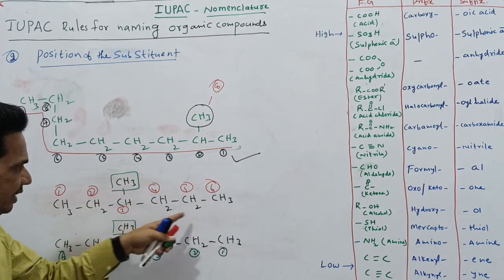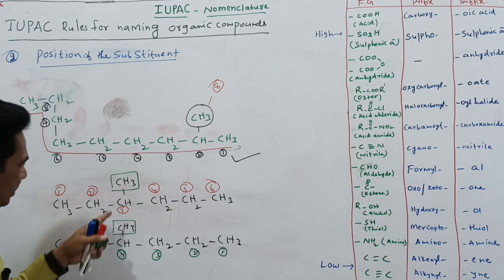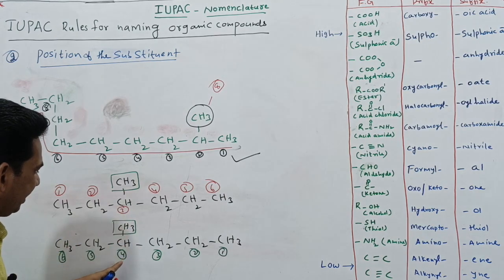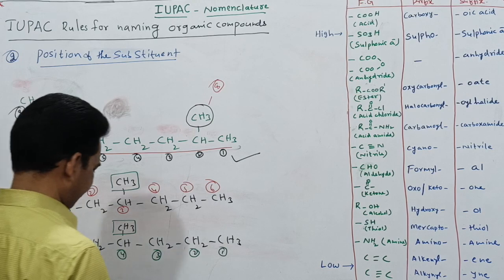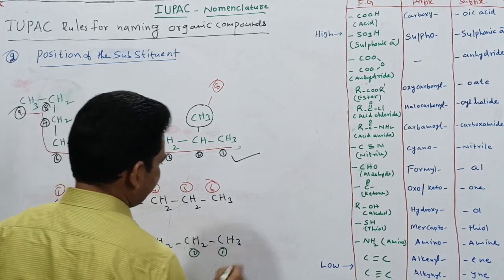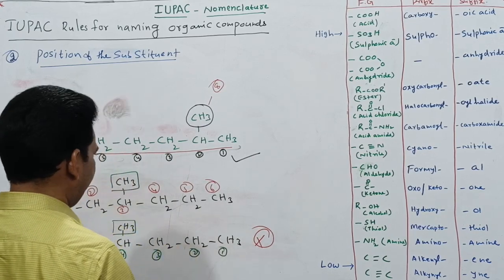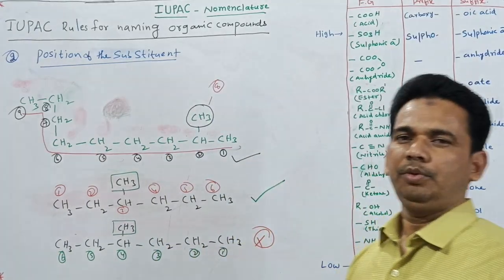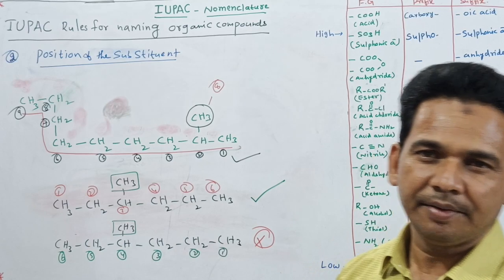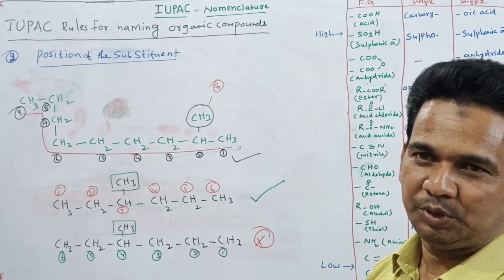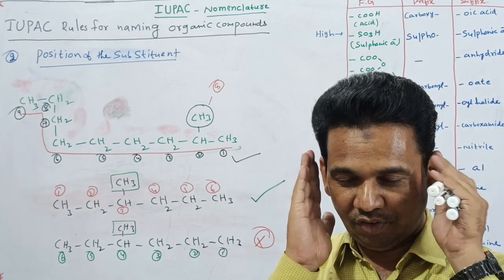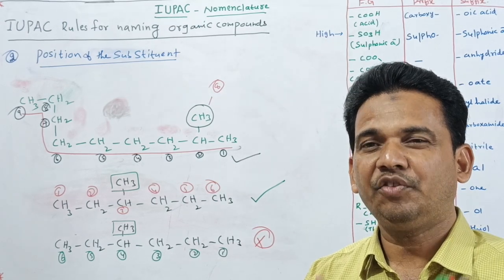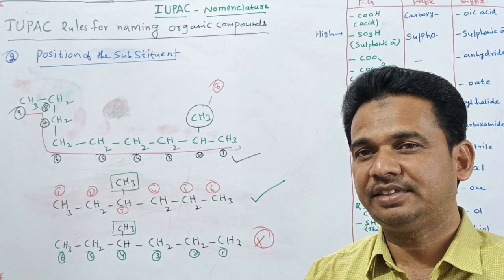In which case will the substituent have the lowest number? In this case, the substituent has the lowest number. Here the substituent is 3, but here the substituent is 4. That's why we can say this is wrong and this one is correct. I hope you understood how we should fix the position for the substituent. We have to remember only one thing, and you can decide blindly: from which end the substituent is nearby.